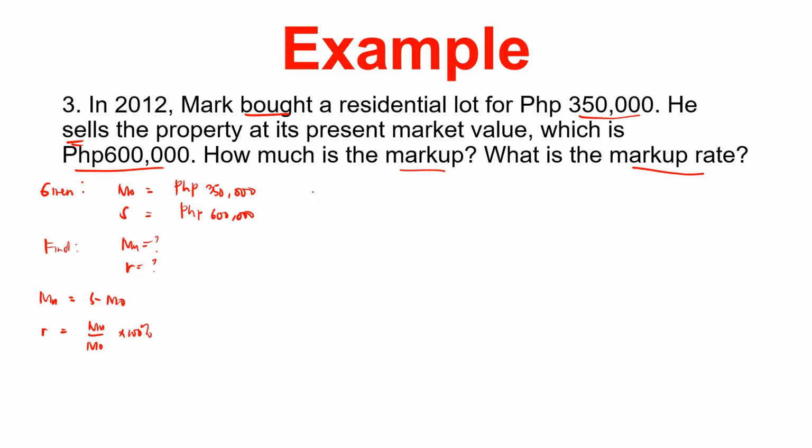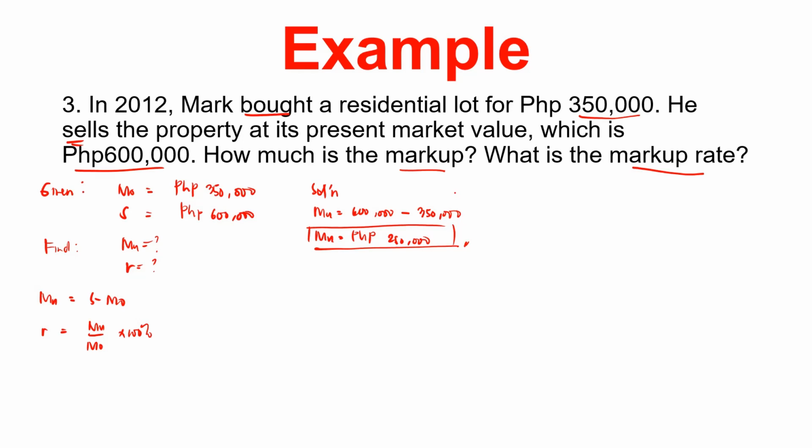Okay, for us to get the markup, we're just going to subtract the selling price, which is 600,000, minus the cost price, which is 350,000. And we will get the markup of 250,000. Okay? Biruin nyo, class, nabili niya lang ng 350. Nabenta niya ng 600,000. Okay? Ang markup niya is 250,000.